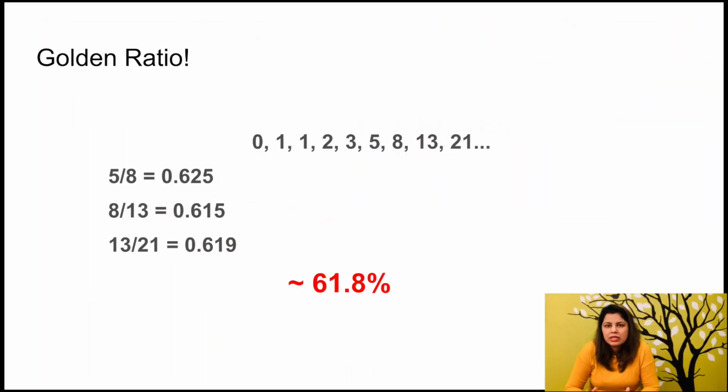Here's how it works. Take any two adjacent numbers in the sequence and divide the lower number by the higher number. For example, 5 divided by 8 is 0.625, 8 divided by 13 is 0.615, and 13 divided by 21 is 0.619. Notice that they are all very close to 62%. If you keep going like this, the numbers continue to approach 61.8, which is the number accepted as the average of this ratio. So keep this 61.8% in mind. We'll come back to it later.